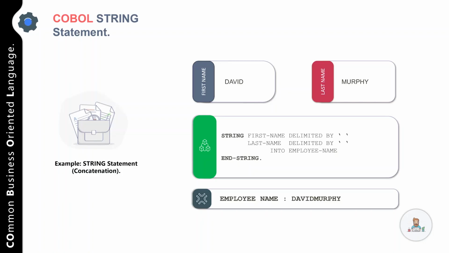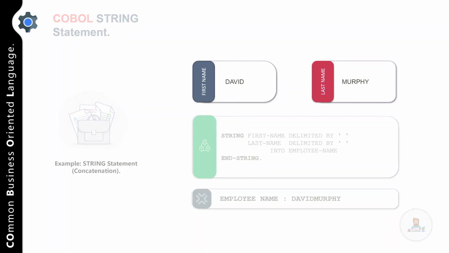If you check the value of the EMPLOYEE-NAME variable, you will notice that it has first name and last name, but there is no space in between, right? You will have DavidMurphy. The reason for that is that we have specified DELIMITED BY SPACE. As soon as the first space is encountered, the system will stop the transmission of data from the source field and start the transmission from the second field, right?